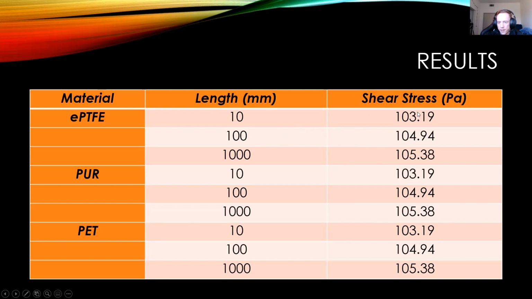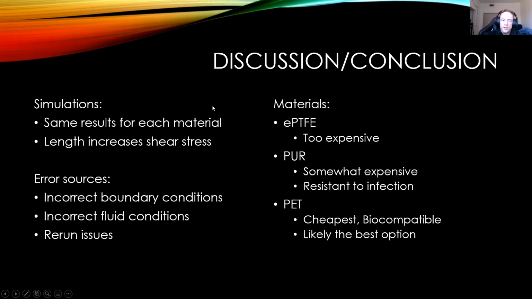So it looks like the length of the artery is actually more impactful than the material that's being used in terms of the flow simulation. So based on that, relatively the same results for each model, for each material. Length increases, like I just said. Possible causes: incorrect boundary conditions, incorrect fluid conditions, or rerun issues. I was running it on the same setup, so it could have just been rerunning the same thing, and I might have been better off setting it up each time. I'm not sure if that has an effect, but that's just something I was thinking of.